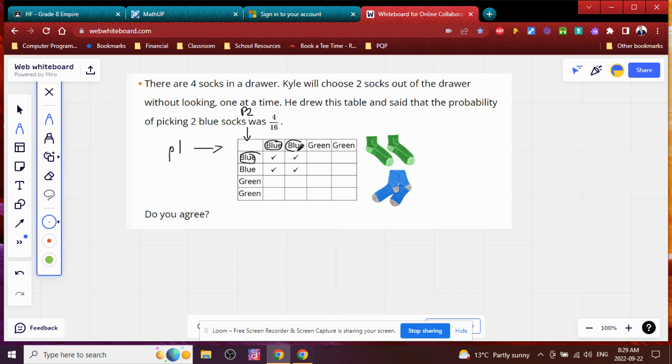He picks out a blue sock first on this one, so it would be the other blue sock. We'll call it blue 1 and blue 2. And then he picks out the opposite sock the next time. So you can see here that we've got 4 of these things.